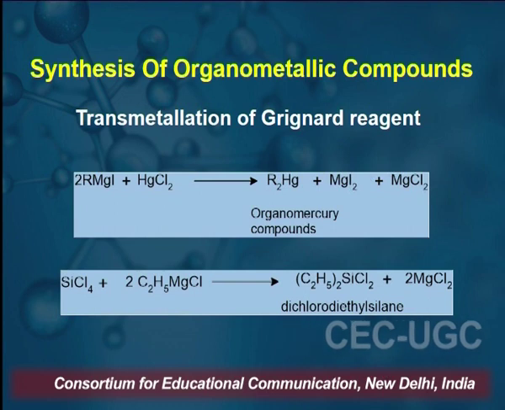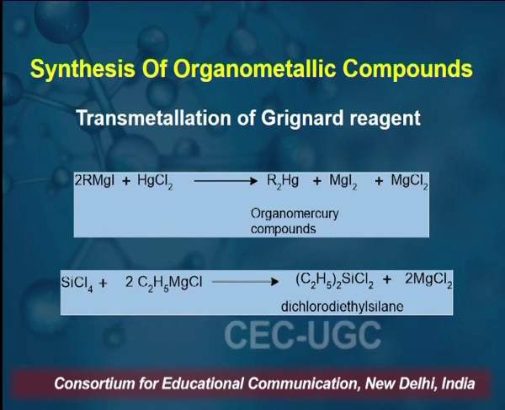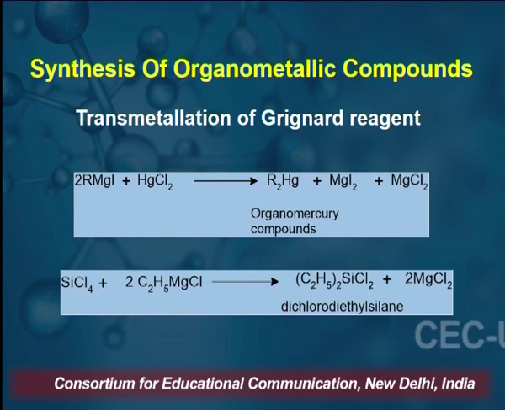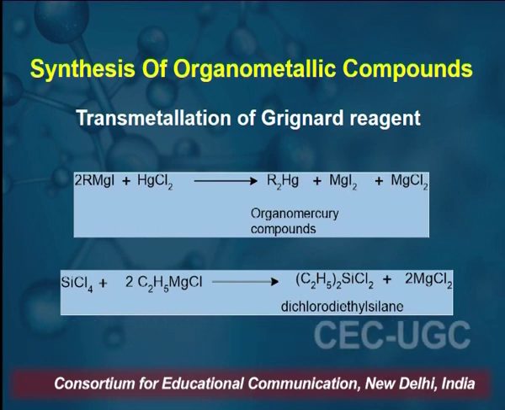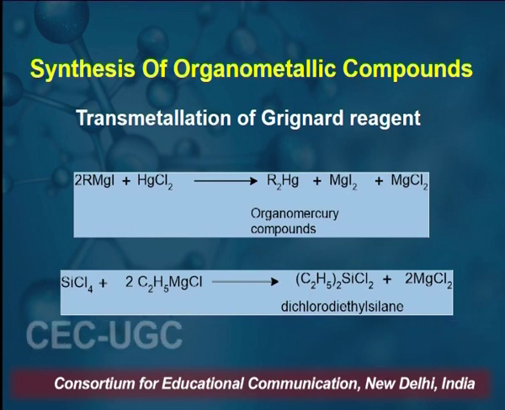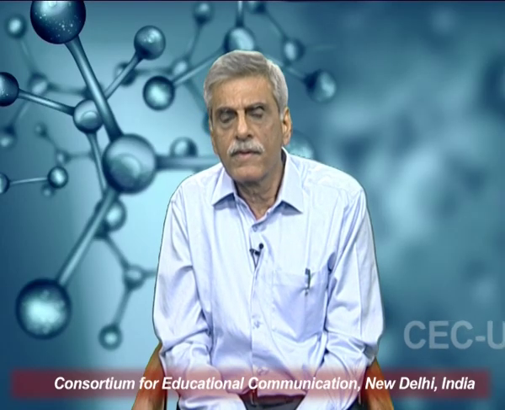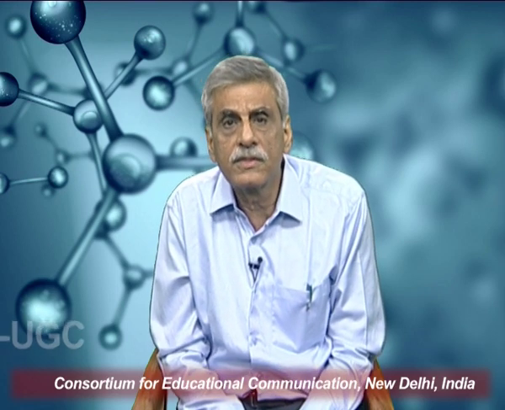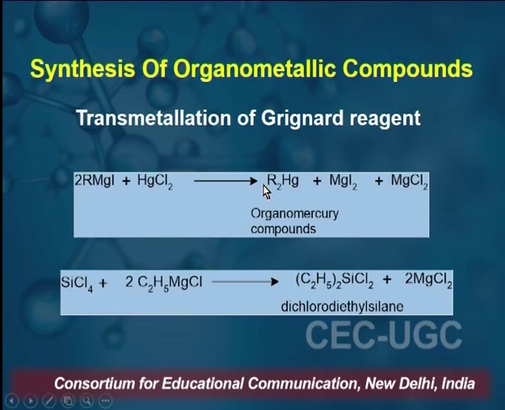organosilicon compounds. Here tetrachlorosilane, on reaction with 2 molecules of Grignard reagent, results in the formation of dichloroethylsilane. Now, this is again an industrial product. Silicon compounds are excellent products for different industrial uses. So, this transmetallation route provides an excellent route for the synthesis of these types of compounds.